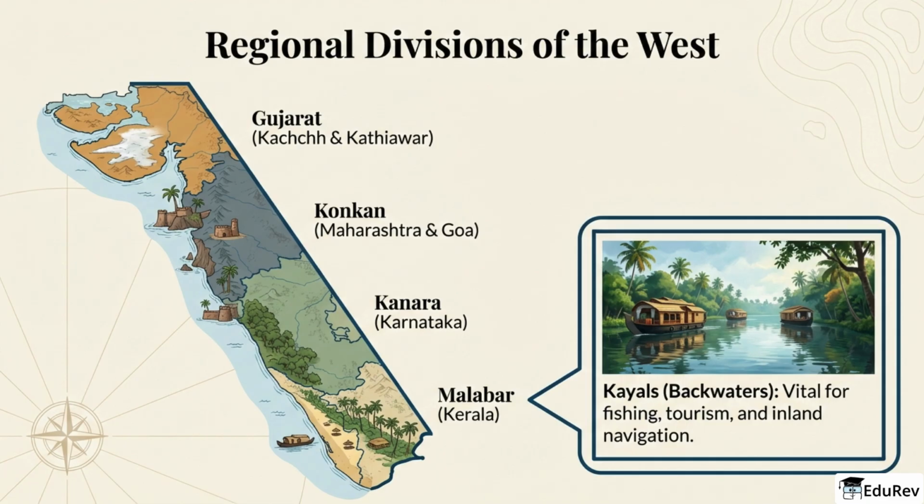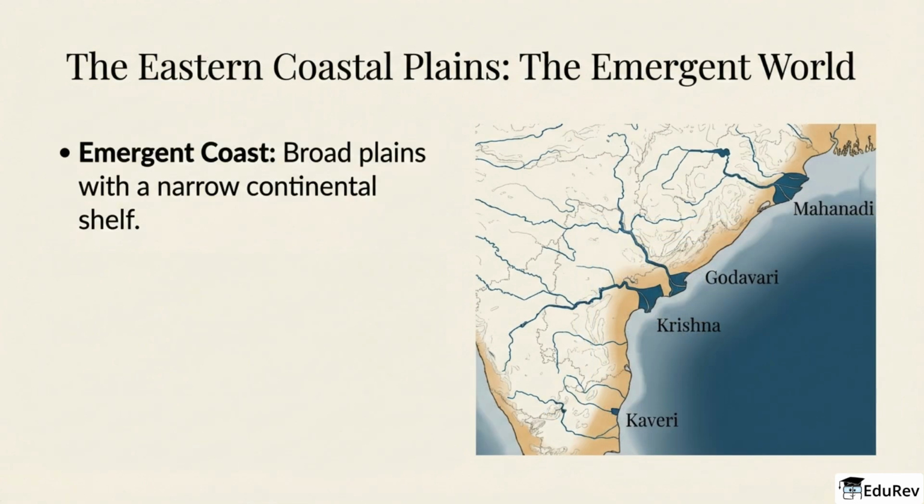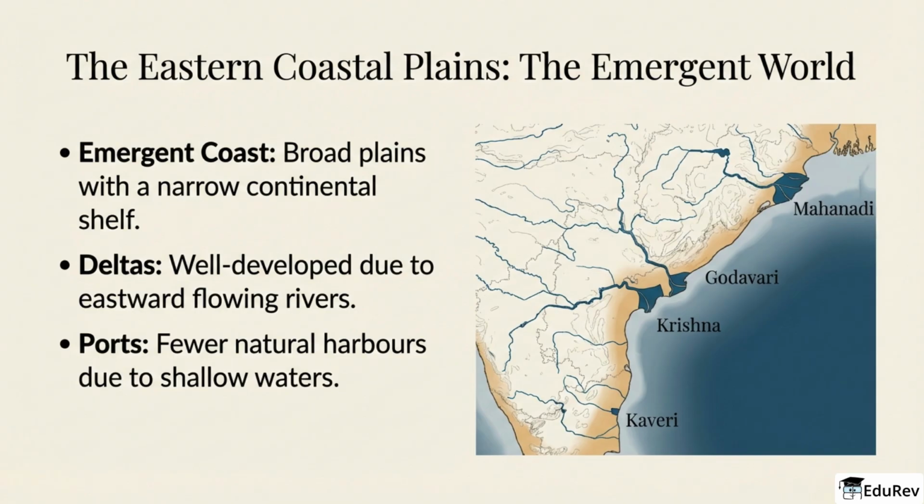This is the kind of small line that becomes a 2-mark map-based question in mains or a location feature pair in prelims. Now shift to the eastern coastal plains, the emergent world. Emergent coast means the land has effectively advanced relative to the sea margin, so you get broad plains and shallower coastal waters. Because the rivers flow eastward and carry heavy sediment loads, deltas are well developed here. And because the waters are shallow and deltaic deposition dominates, you get fewer natural harbors.